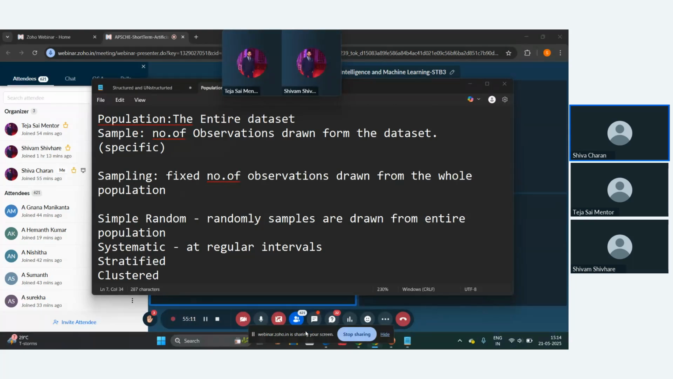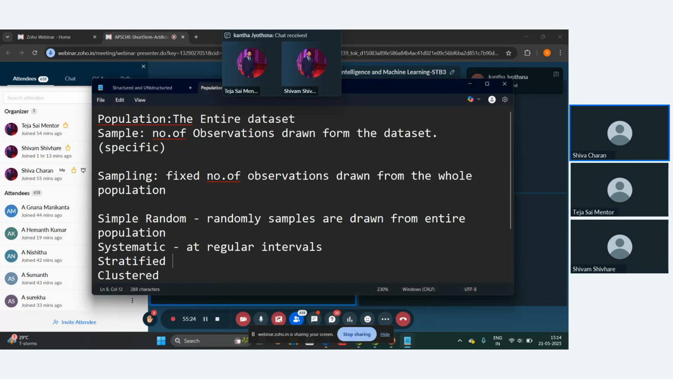Right. So stratified, what is stratified, guys? Stratified means the things are divided into subgroups. Whatever data we have will be divided into subgroups, and the subgroups are called strata. Those subgroups are called strata, and from those subgroups only the samples will be considered.